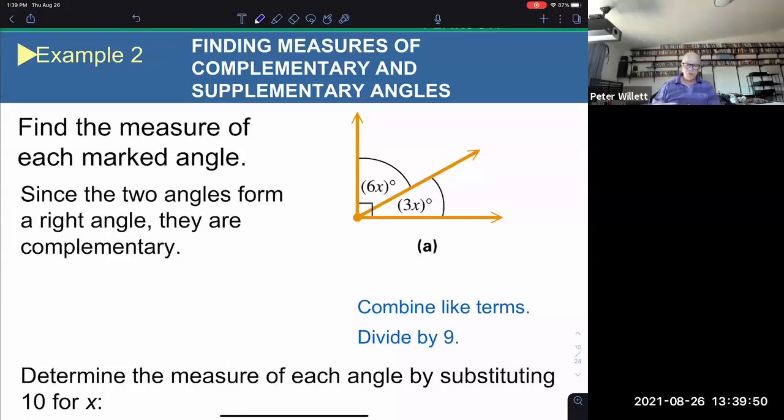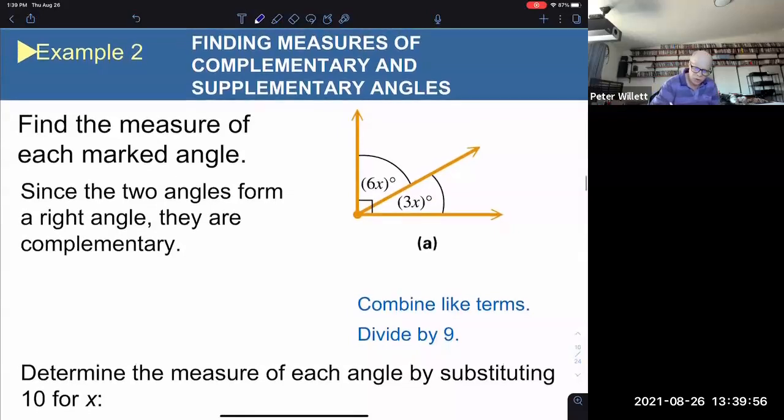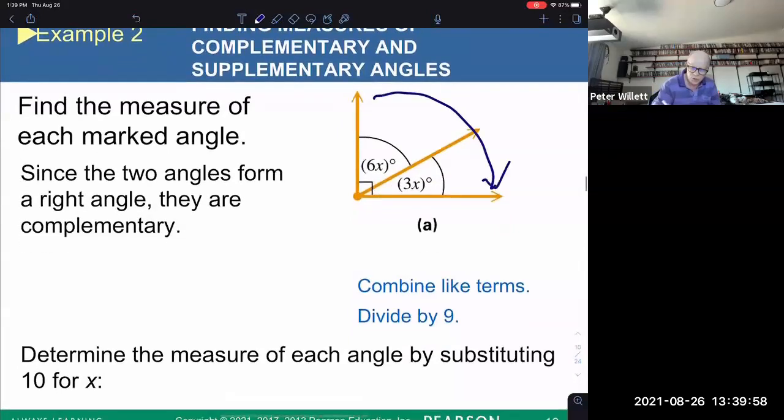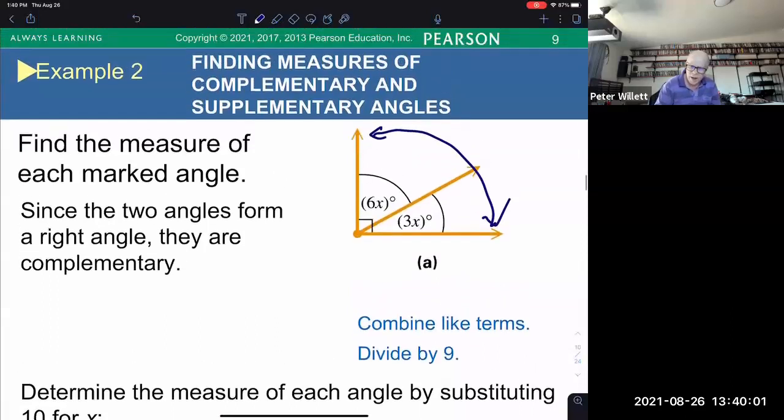So what we're supposed to do from this diagram and all the definitions that we've just discussed is realize that the total of the two angles put together forms a right angle. So therefore the total is 90 degrees. And therefore we know that the angle measurement down here, which is 3x, added to the angle measurement over there, which is 6x, meaning we don't know what it is really, but because there's an x involved, that would have to add up to 90.